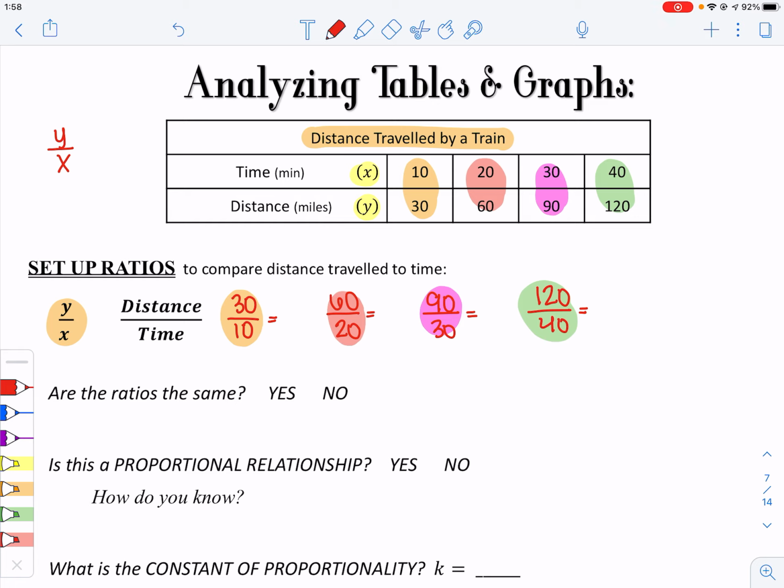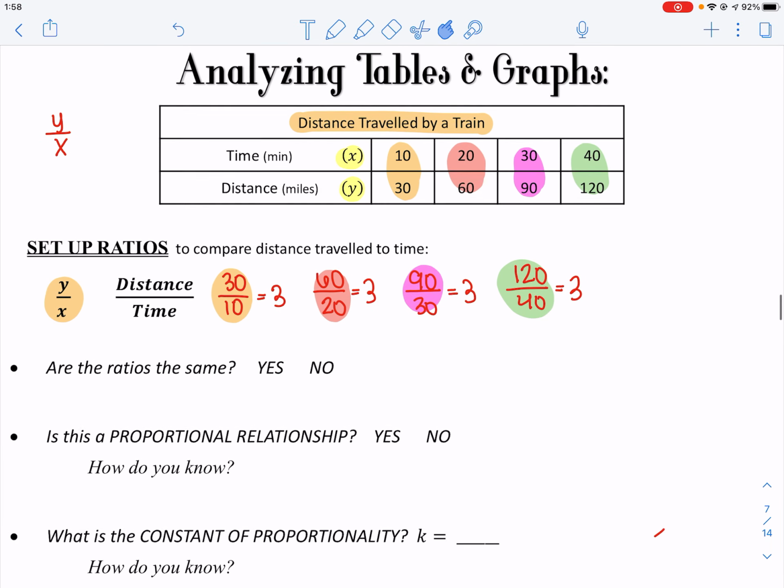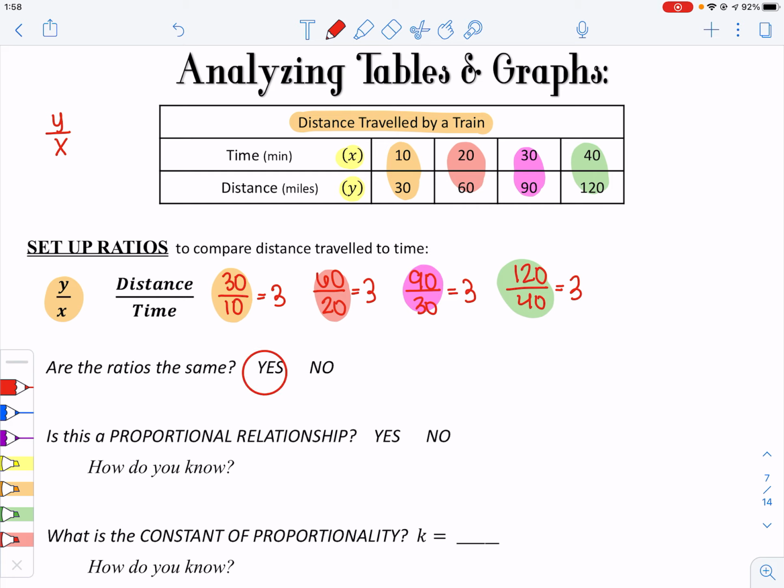All right, so when you do your dividing, 30 divided by 10 will give you 3. This should give you 3. That'll give you 3. And that'll give you 3. So every single time here, the ratios that we get when we are dividing, when we're figuring out if this is proportional, these ratios are the same. And again, your key thing is you have to make sure with your ratios, you're doing the y value divided by the x value. So the y is on top, x is on bottom.